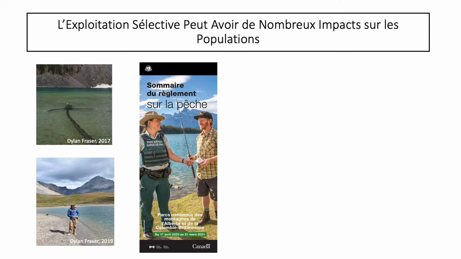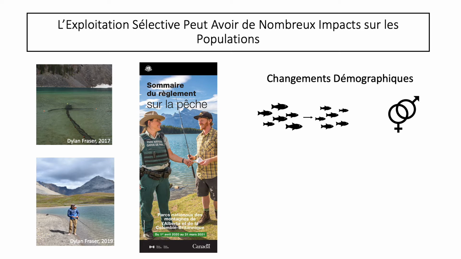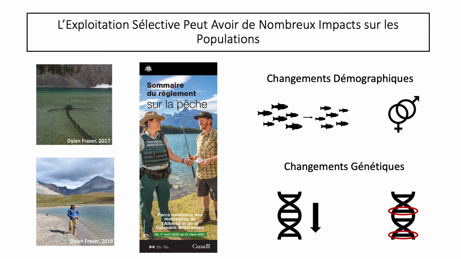Size selectivity is the most common type of selectivity in fisheries due to both the gear used and fishing regulations that protect smaller size classes of fish. Selectivity in fisheries can cause demographic changes, such as decreased body size or changes to the sex ratio, but it can also have a significant impact on the genetics of populations too, resulting in decreases in the genetic diversity or selective changes to the genome. It's therefore very important to monitor both demographic and genetic changes in populations.